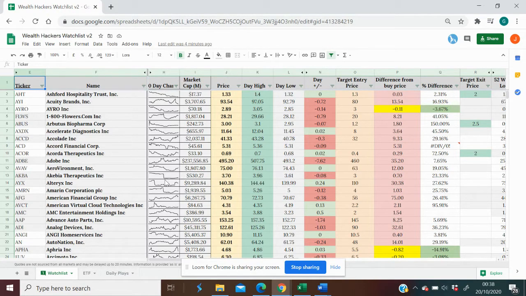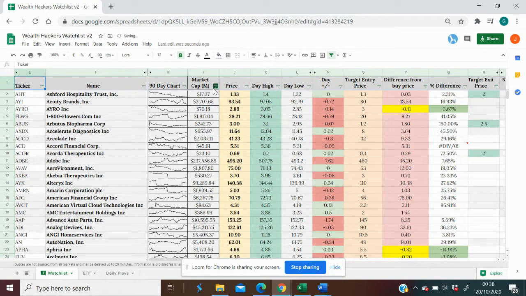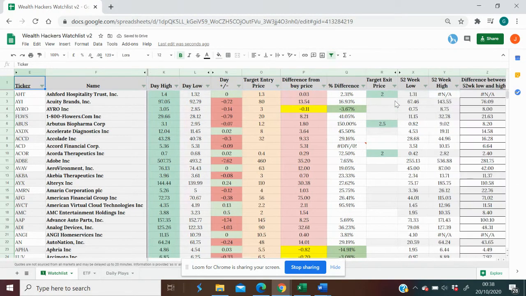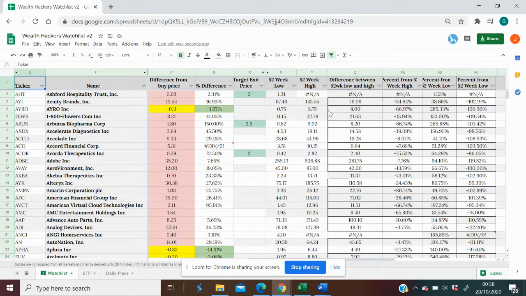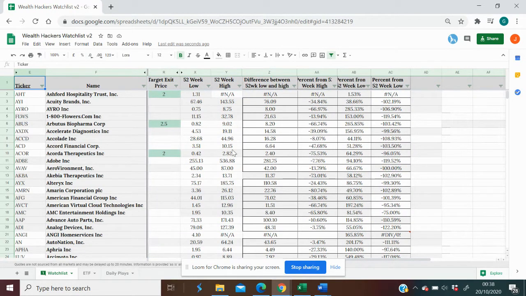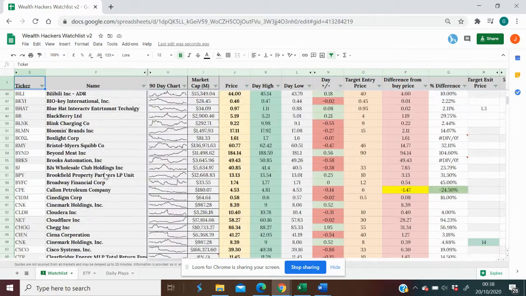So we've got the ticker, which is just, I mean, you all know what it is, the symbol. You've got the name, the 90-day chart, market cap, etc. And you could always scroll all along to the right to find your security, whichever security you're looking for. And this is everything.